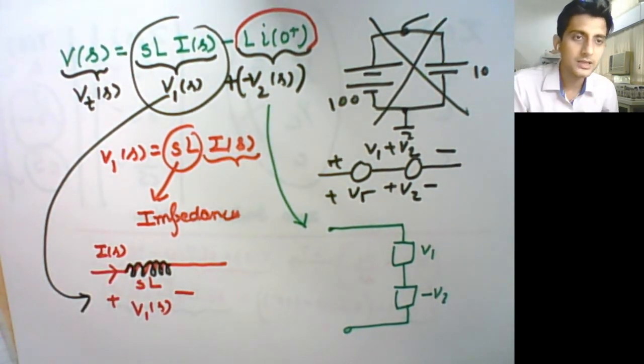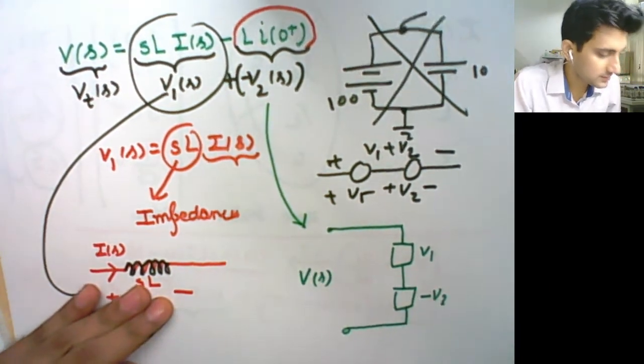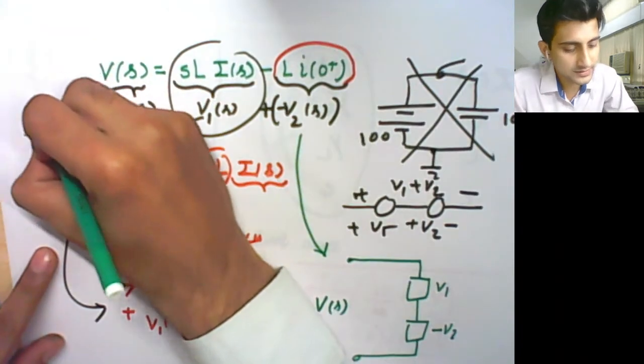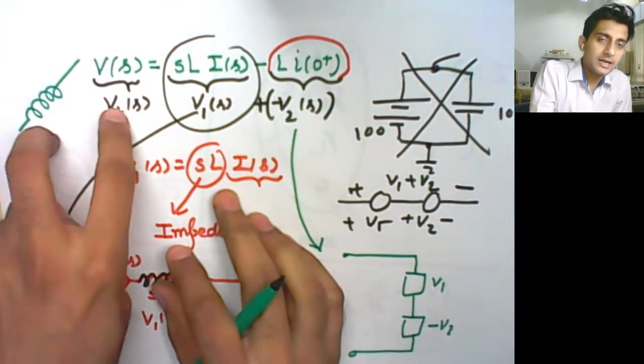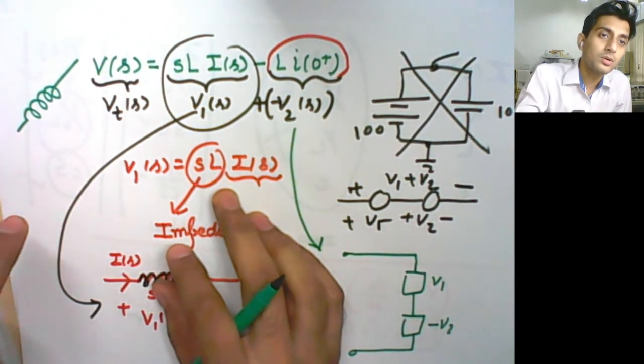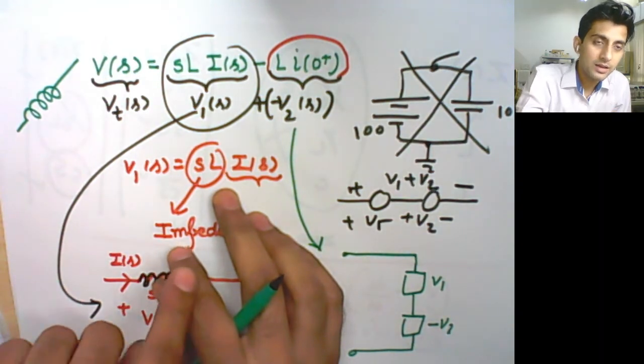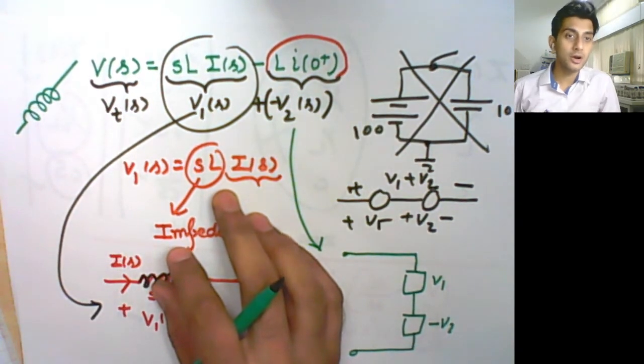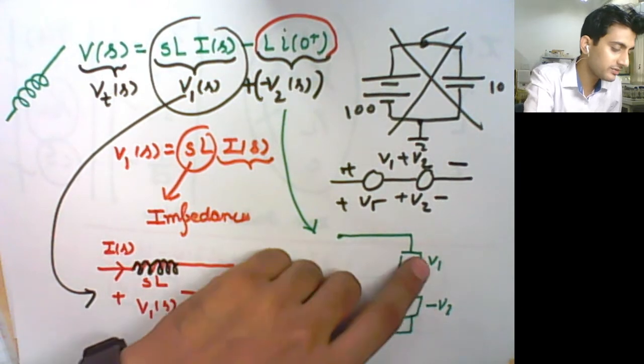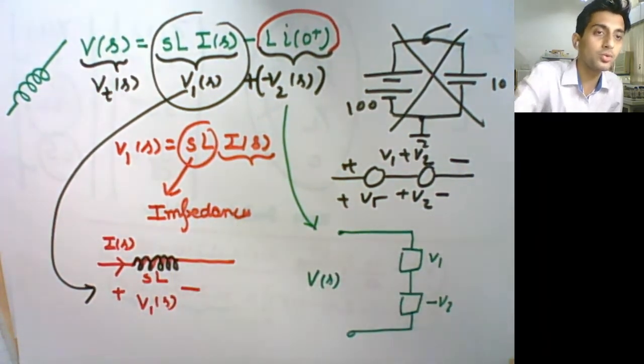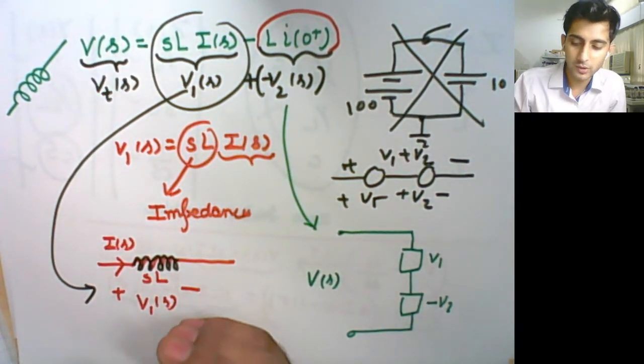V1 plus another voltage source minus V2, and this is equal to your Vs. For the case of inductance, when you are taking inductance and converting it into an S-domain signal, but the initial conditions are not zero, you can replace it with V1 plus V2, like putting two voltage sources in series.